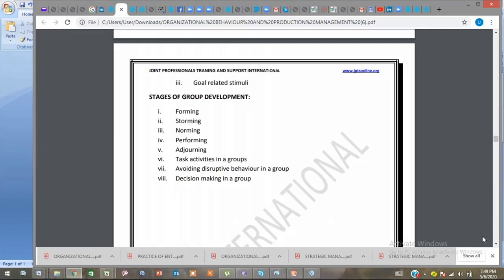And I'm not going to explain it; it's your assignment number one. Stage of group development: forming, storming, norming, performing, adjourning, task activities in a group, avoiding disruptive behavior in a group, decision making in a group. I want you guys to list them and explain each of them.